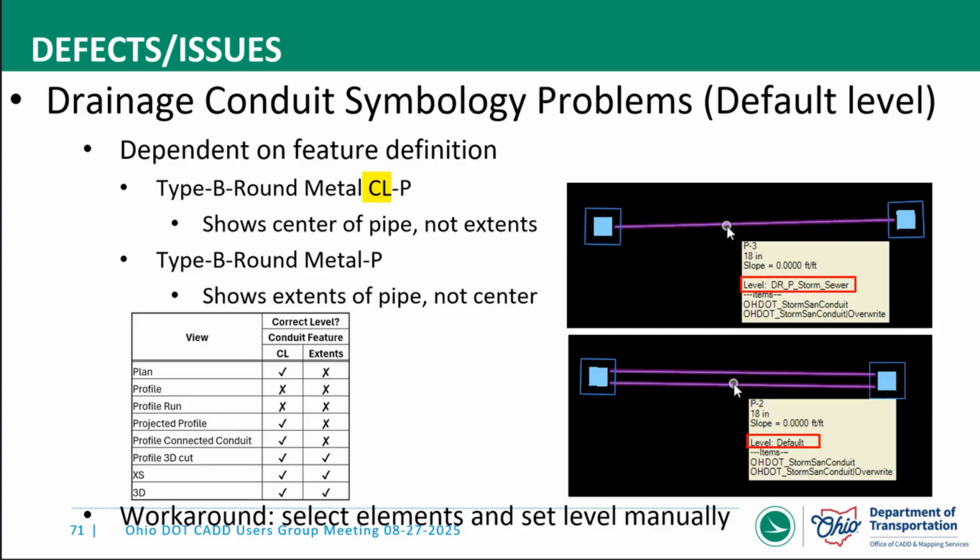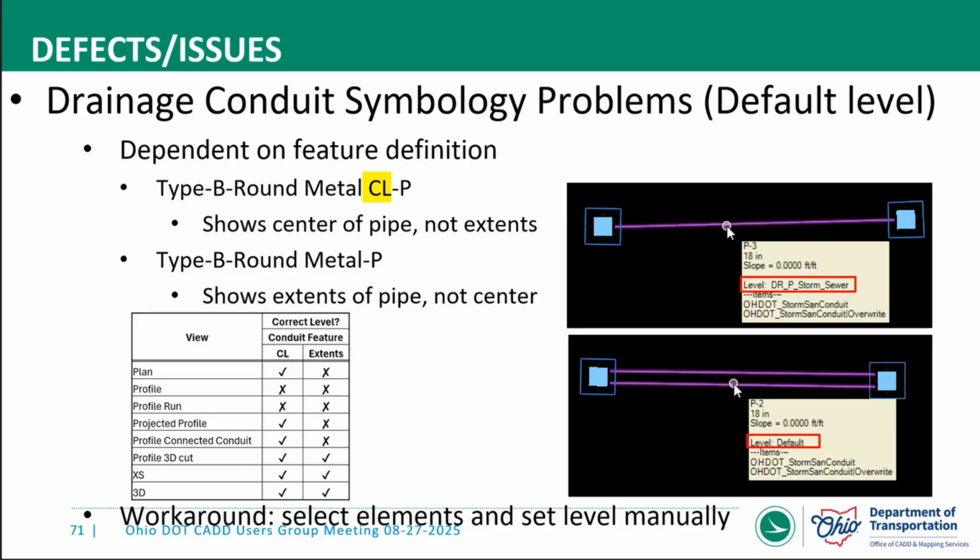So the next issue is not one you guys are going to like. I don't really have a good workaround. I think it was brought up a little bit the last time, and I said I fixed it. I fixed part of it, but the overall issue still exists. And I'm sure anyone dealing with drainage has seen this, where things just keep showing up on the default level, right? So it is a little dependent on the feature definition.